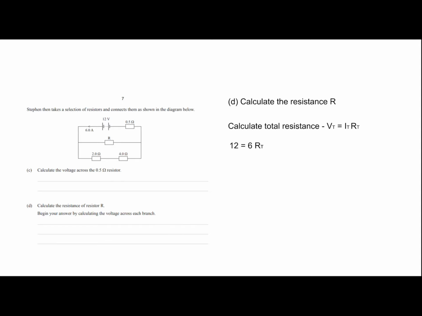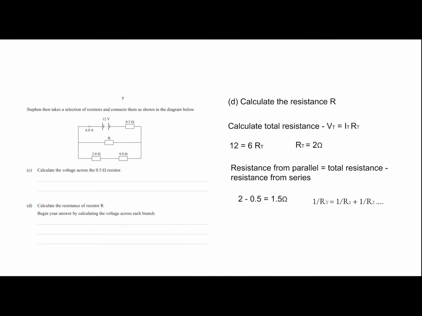So to calculate the total resistance, we can say that V total equals I total times R total. So therefore 12 equals 6 times R total, and therefore R total equals 2 ohms. And we need to take away the 0.5 ohms from the series. So I've written here, resistance from parallel equals total resistance minus the resistance from the series. So therefore 2 minus 0.5 is 1.5 ohms.